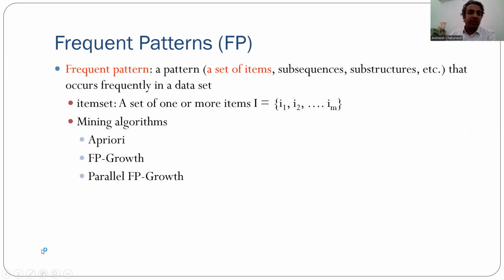So, what are frequent patterns? Frequent patterns are basically item sets, subsequences, or substructures that continuously reappear in the database. We define item sets like I1, I2, up to Im. Items could be bread, butter, jam in a retail market basket, or medicines in healthcare, like medicine one, medicine two, and so on. We'll discuss three mining algorithms: Apriori algorithm, FP growth, and parallel FP growth.